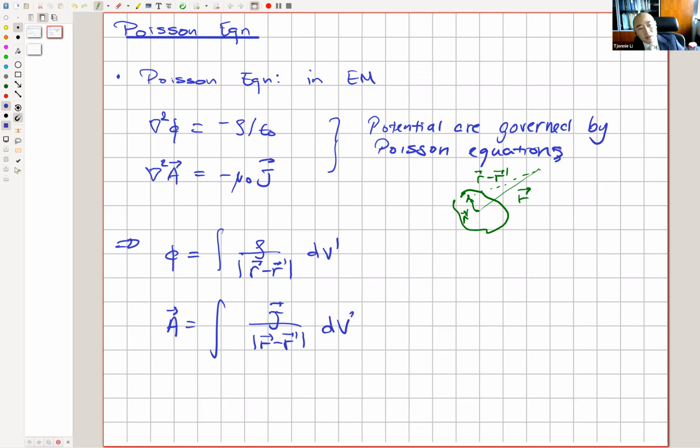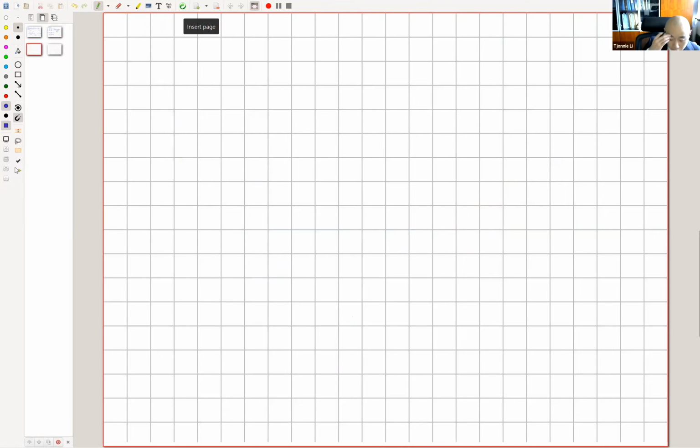And the question, of course, is: is it usually an integral that you can do? The answer is typically no. For anything generic, for rho and for J, it's not something that you can do by hand. And so we need to find ways in which we can still try to solve this. And that's where the concept of multipole expansion comes in.